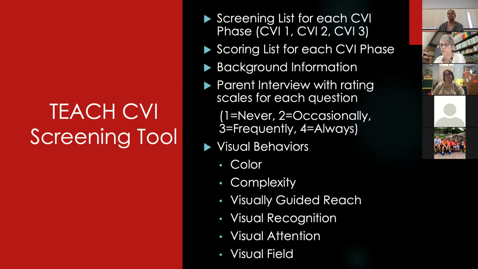Then there's a parent interview, and this has a rating scale for each question. And I just put in here, 1 means never, 2 is occasionally, 3 is frequently, 4 is always. Again, it's kind of a scale.